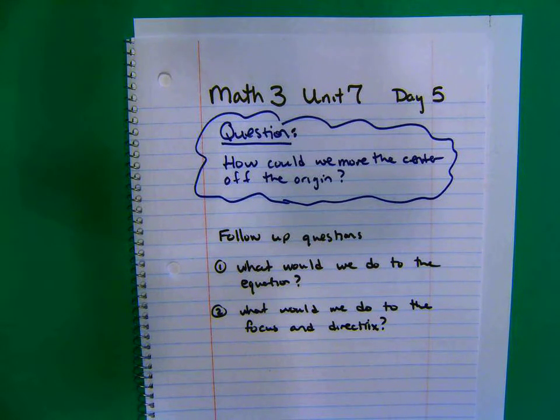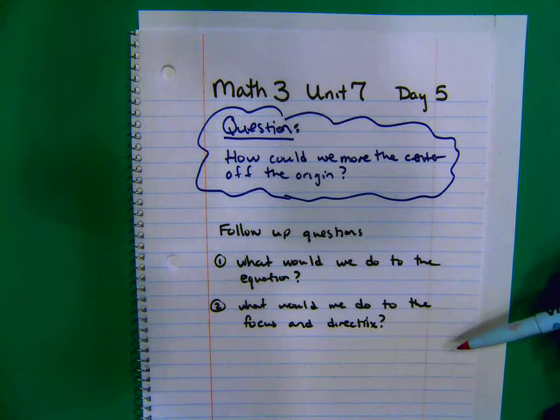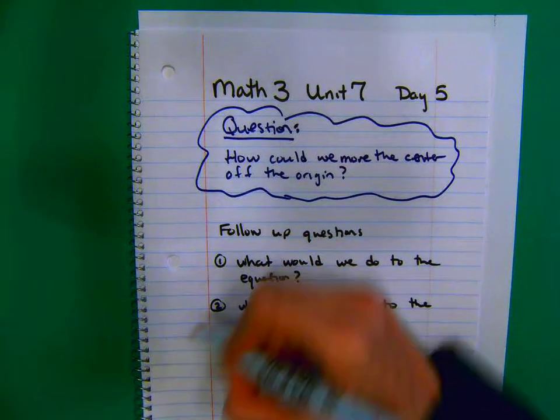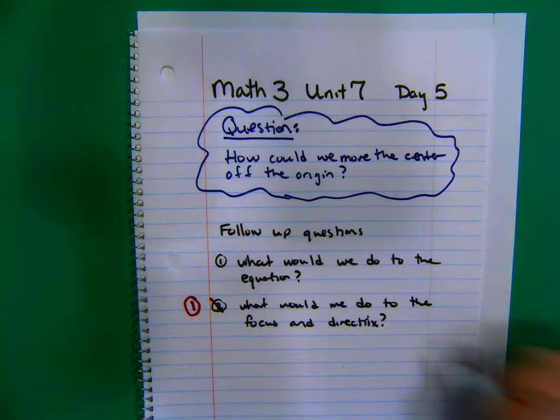We've seen lots of parabolas whose vertexes aren't at the origin over the course of the year. And so what would we need to do to the focus and directrix to move that off the origin? Now I'm going to point out that I originally had planned to first start with what would we do to the equation, and then what would we do to the focus and directrix. But as I practiced through those notes, I decided that I really like starting with this: what would we do to the focus and directrix?